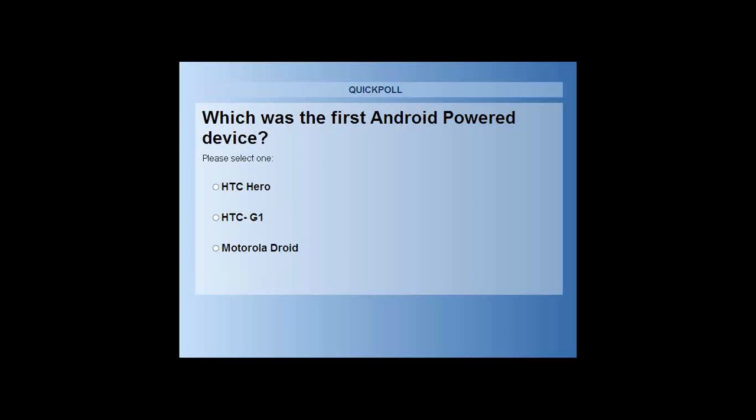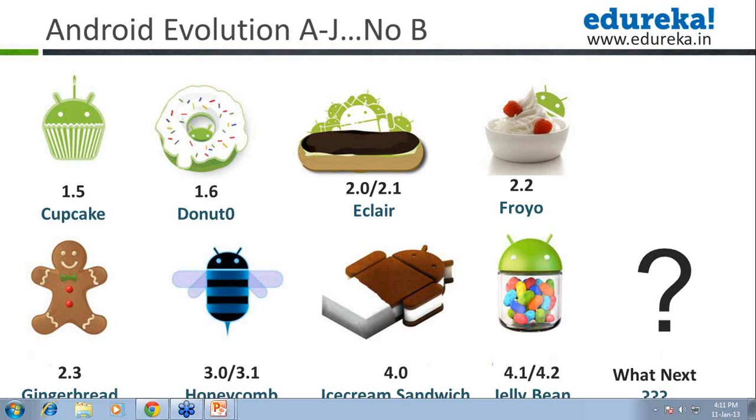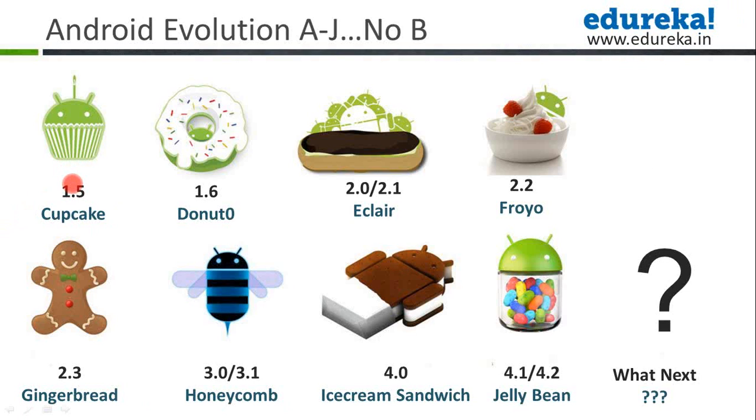Well, unfortunately, the mass is wrong over here. The correct answer, the first ever Android powered device that was launched in the market, was the HTC G1. HTC G1 was the first ever Android powered device and it operated on the Android 1.5 Cupcake version, right? Is everybody now clear about it? Everybody is clear about this?